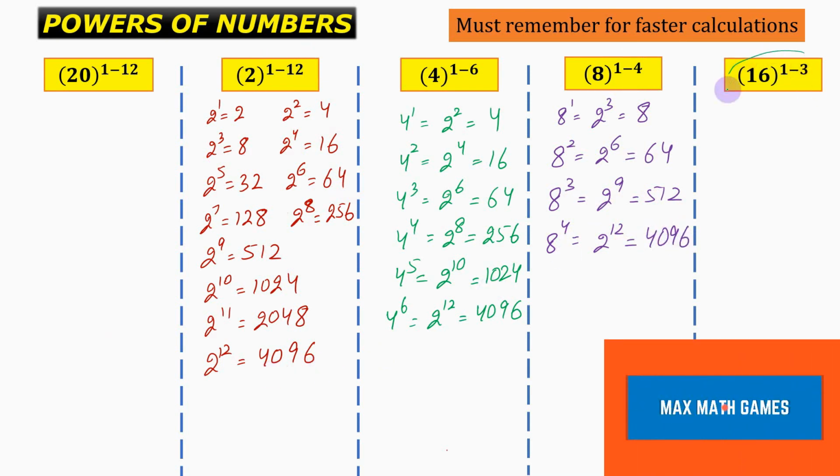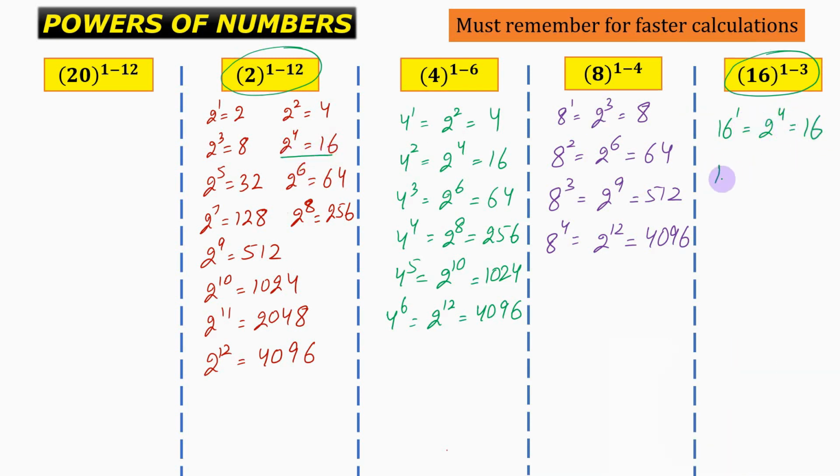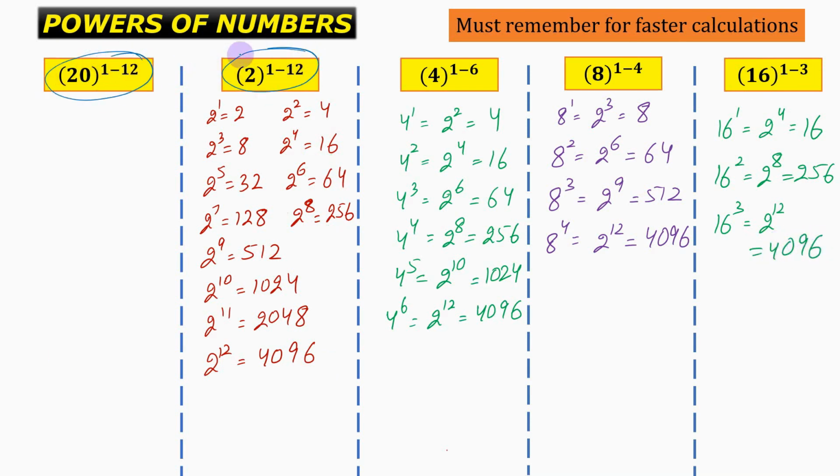Now again we will cover the powers of 16 and relate it with the powers of 2. So 16 to the power 1 is obviously equal to 16, but it can also be written as 2 to the power 4. Okay. 16 to the power 2 is equal to 2 to the power 8 and it is equal to 256. 16 to the power 3 is equal to 2 to the power 12, which is equal to 4096.